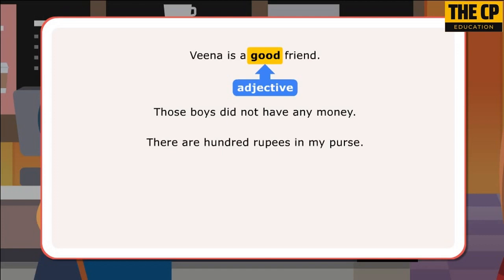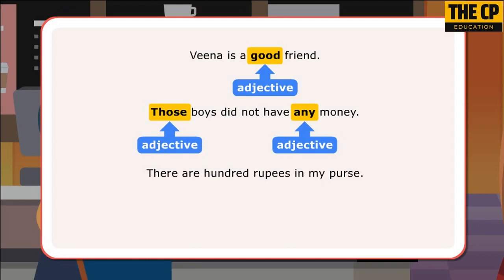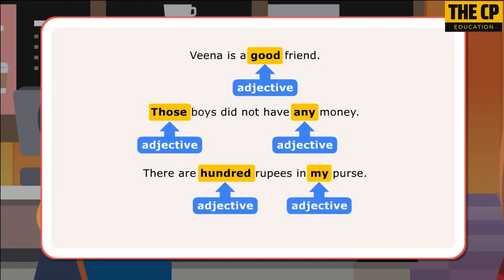In the next sentence, those and any are adjectives. Those points out which boys are meant and any shows the quantity of money they had. In the last sentence, 100 and my are adjectives. 100 tells how many rupees and my adds something to the noun purse by telling whom it belongs to.